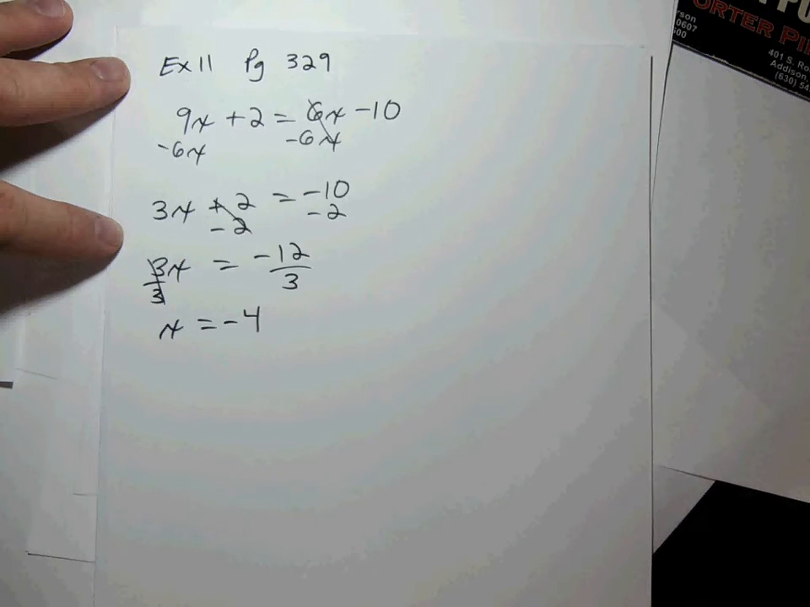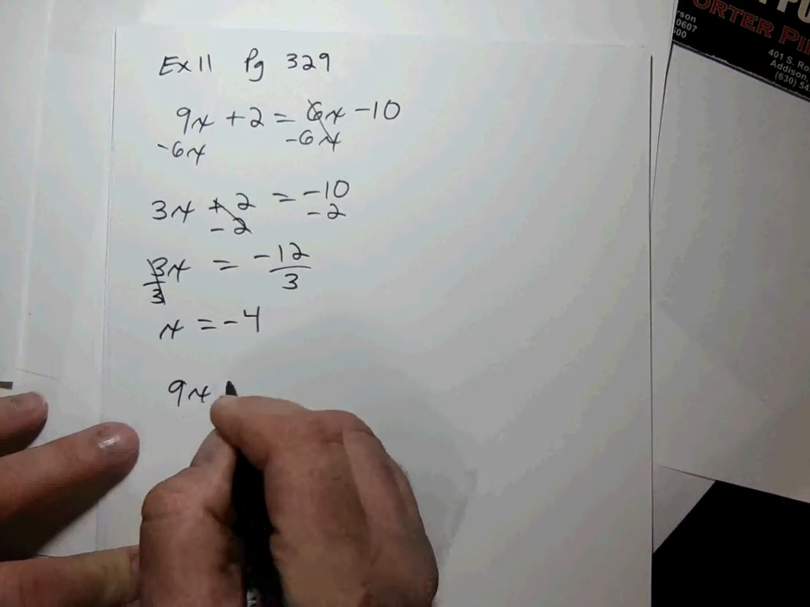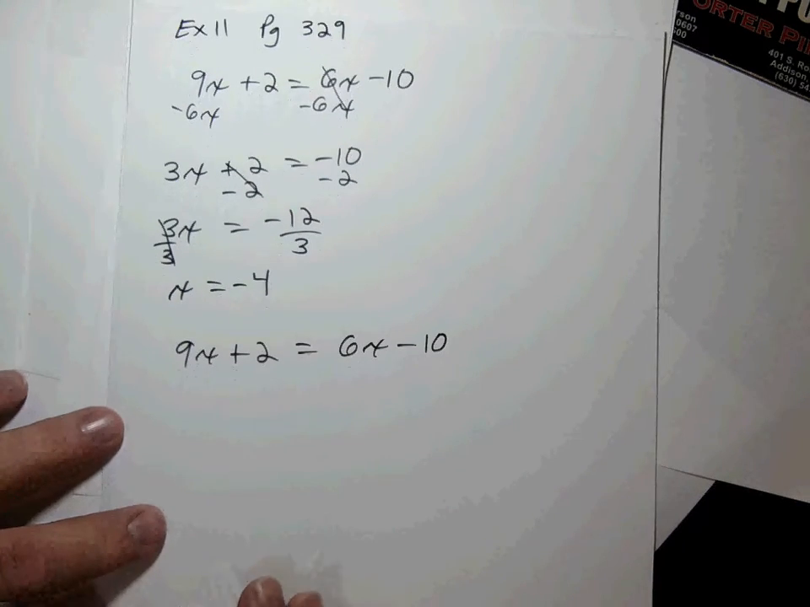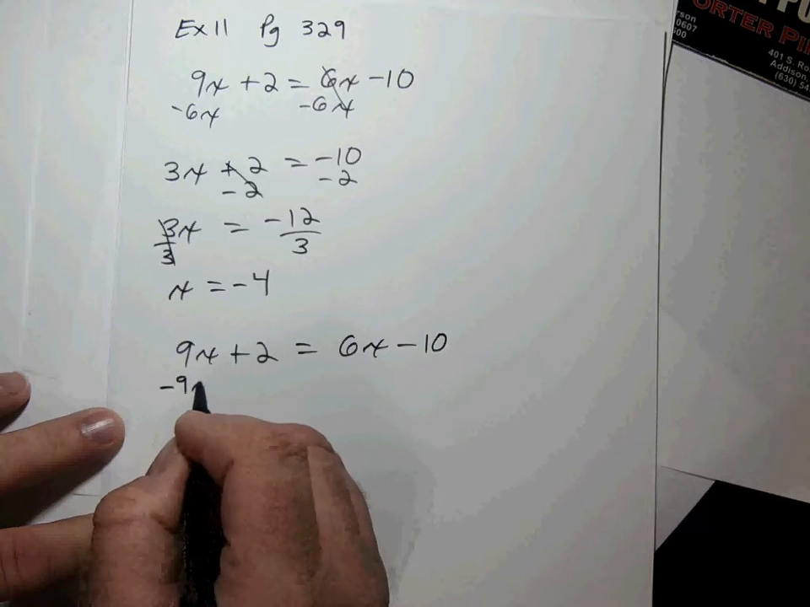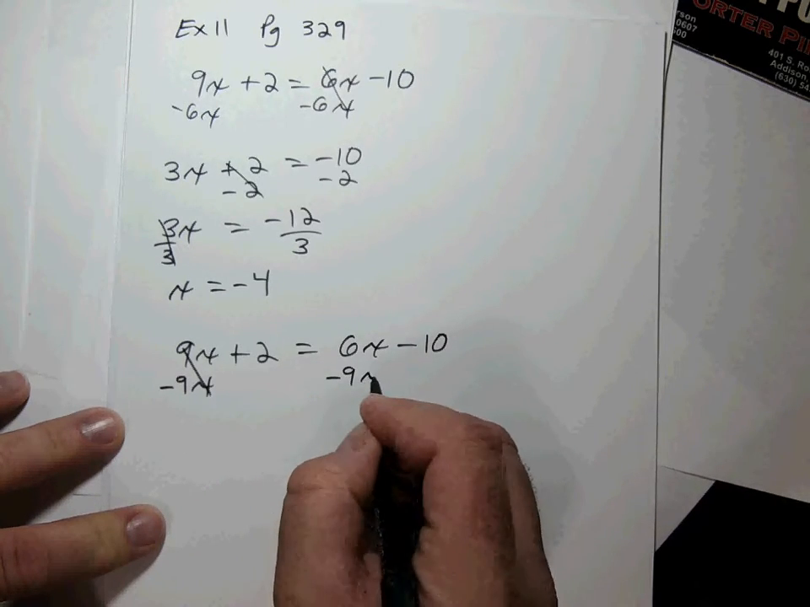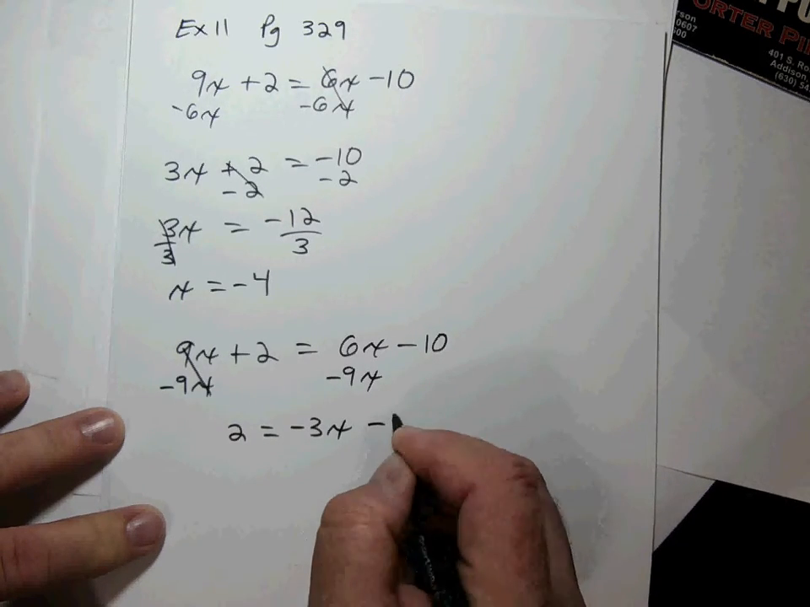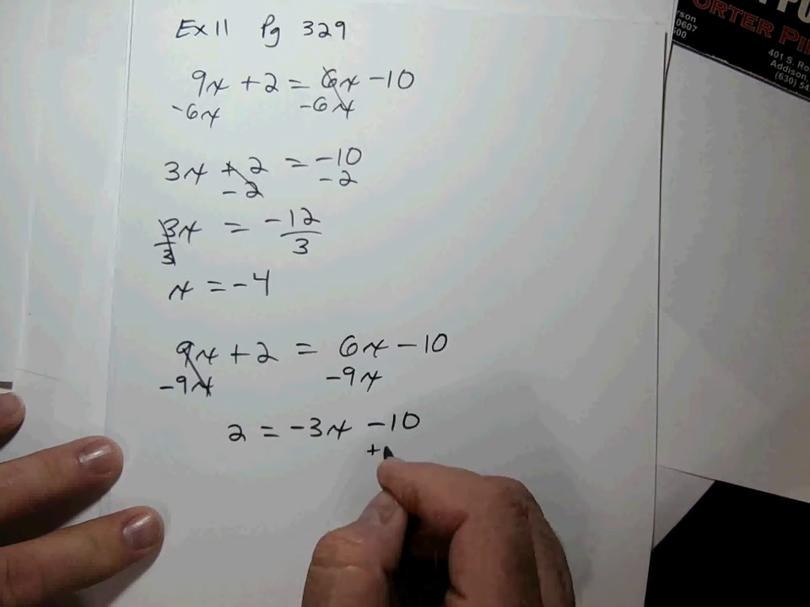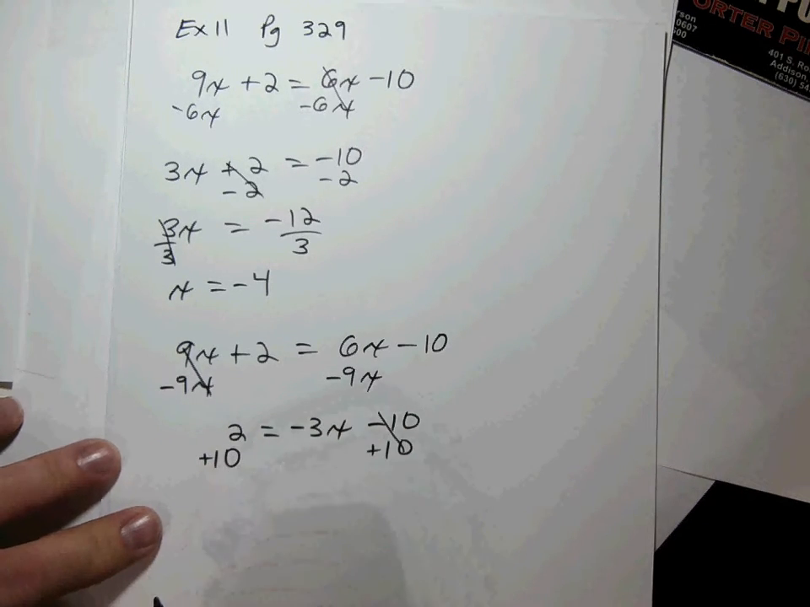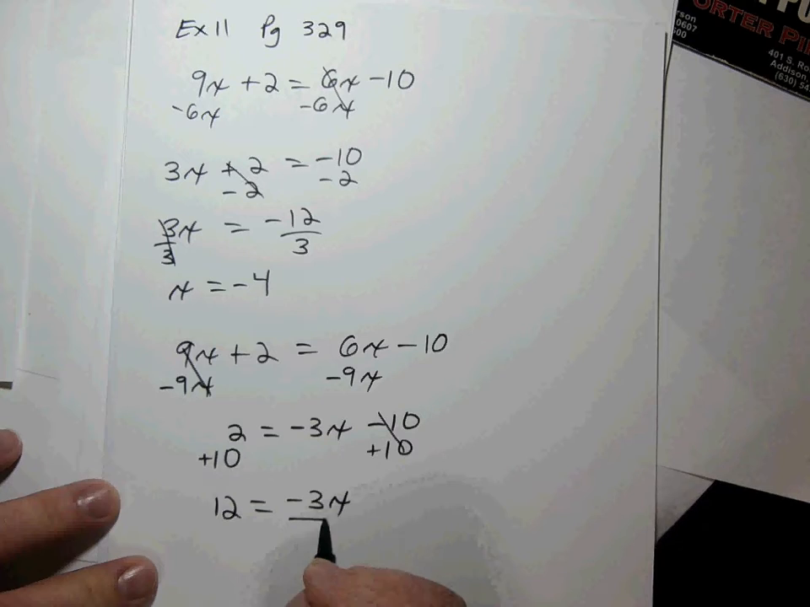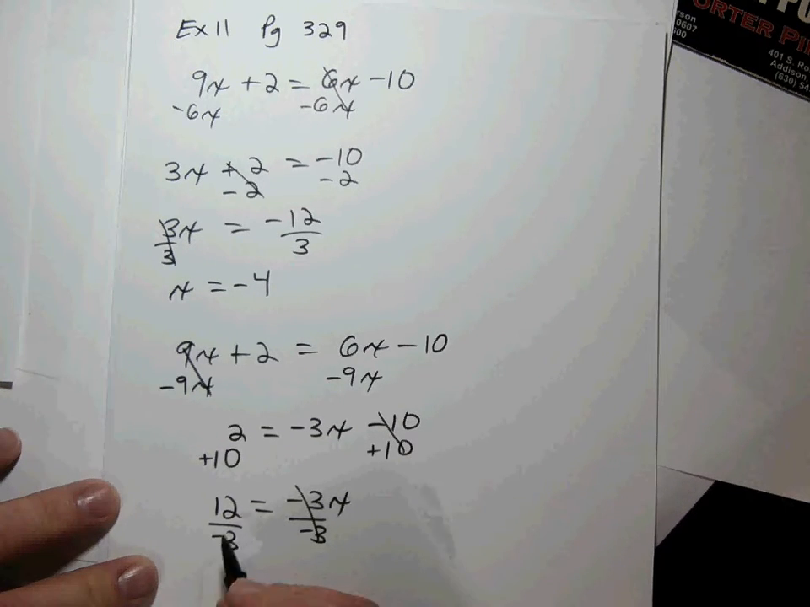Okay? Now we chose to put the x's on the left. I could just as easily have chosen to put them on the right, and I want to do it that way just this once to demonstrate that it doesn't matter. So it will be your choice, okay? Let's put the x's on the right. So we're going to subtract 9x from both sides. So now I just have the 2 over here. 6x minus 9x is negative 3x minus 10. Add 10 to both sides. 2 plus 10 is 12 equals negative 3x. Divide by negative 3. Divide by negative 3.